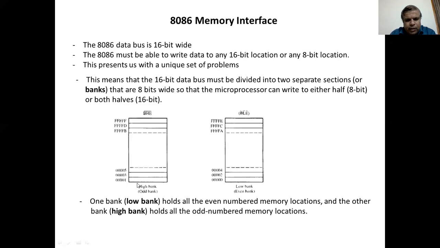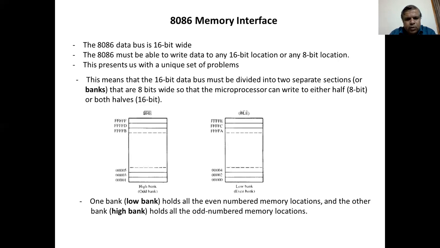And the other bank, the high bank, holds all the odd numbered memory locations. So this is the high bank, or odd bank. It holds all the odd numbered memory locations, say 1, 3, 5, 7, 9, and so on. So in each bank you can store an 8-bit data.